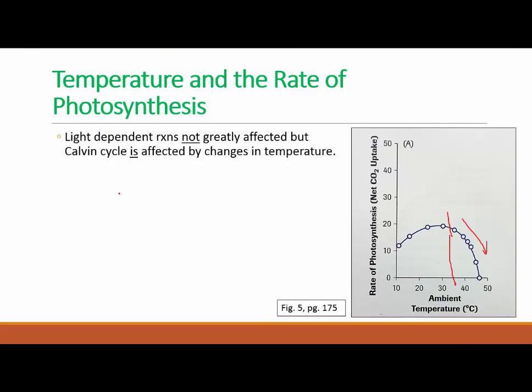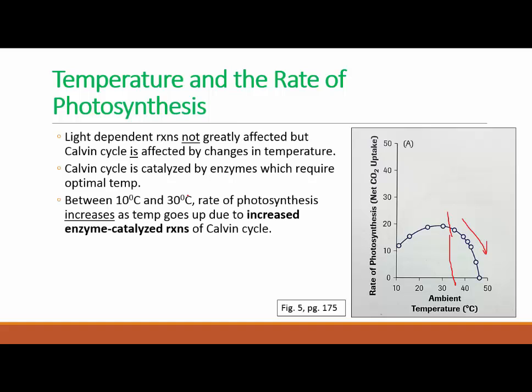The light-dependent reactions are not really greatly affected by changes in temperature, but the Calvin cycle is. And that's because the Calvin cycle is catalyzed by enzymes. And enzymes are these protein molecules that can work quicker with a slight increase in temperature, but they do require an optimal temperature, again, being protein enzymes, right?